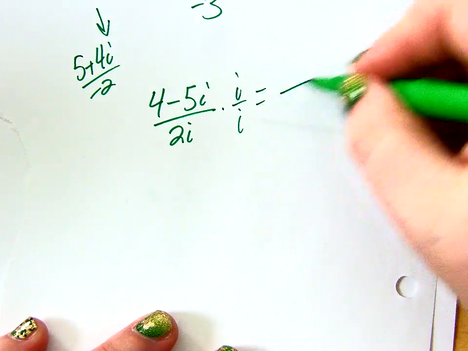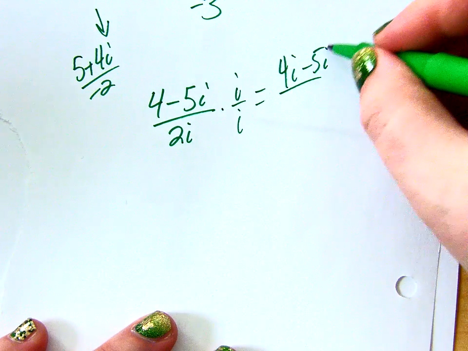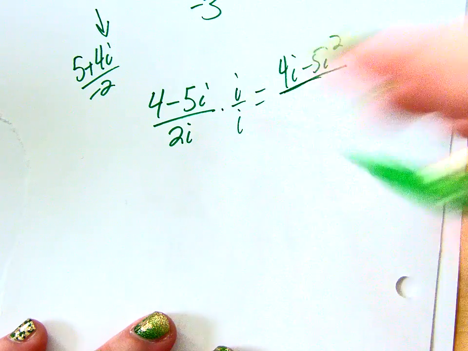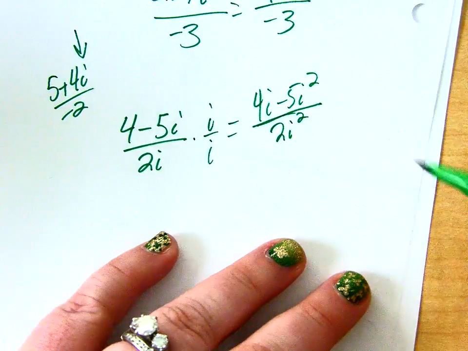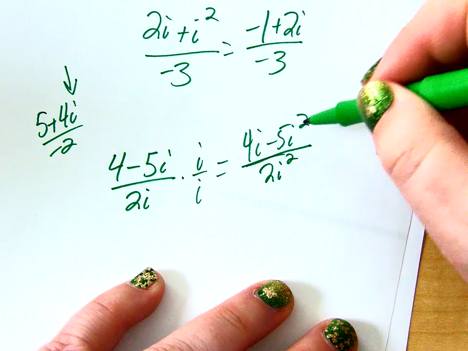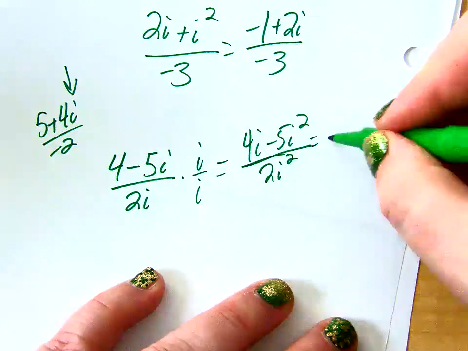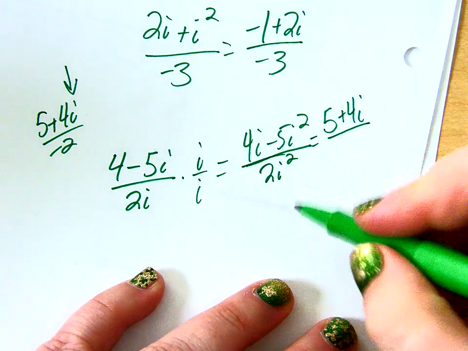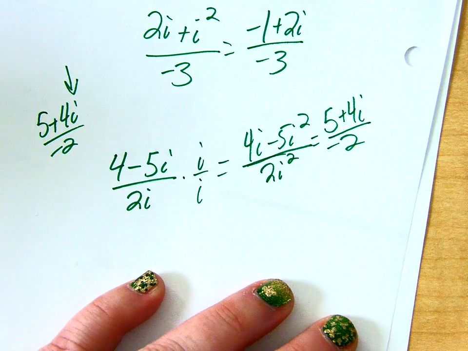Don't do that. Up top, I have to distribute 4i minus 5i squared. Denominator 2i squared. And now let's just change our i squareds into negatives. So that i squared becomes negative 1. So now it's a positive 5. So I want 5 in the front and the i on the end. Down here, that's going to get me a negative 2. That's a good answer.